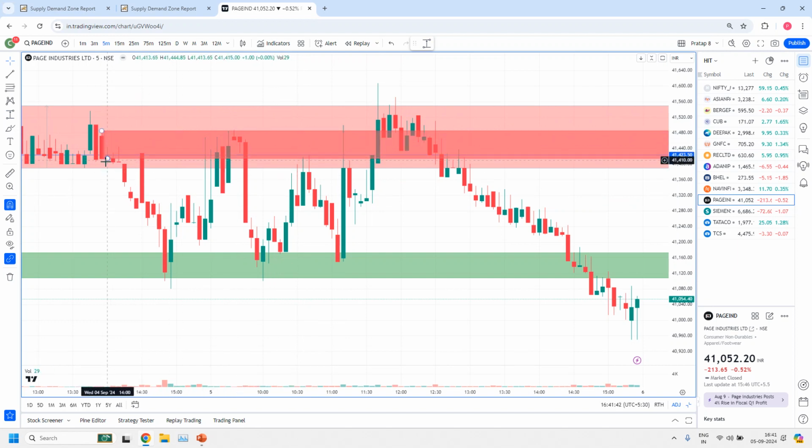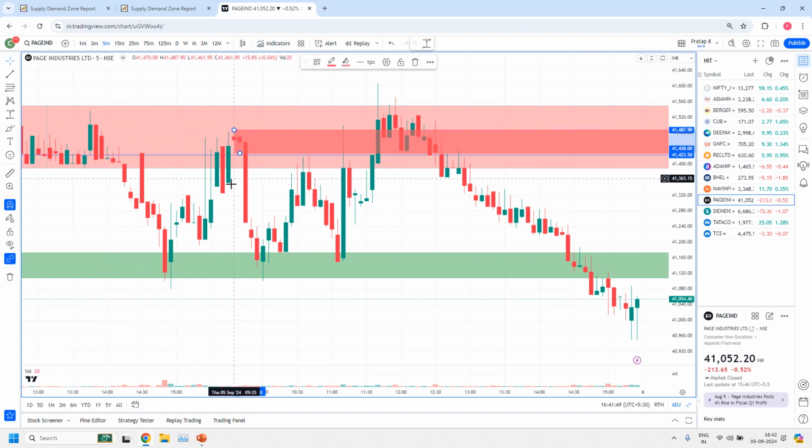See, once this is pierced, next time you would have drawn a zone like this. Rally, base, rally. See, now again you got a trade with a small entry buffer. You would have got 1:3 RR. So you would have got another successful trade. This is a new 5-minute zone.